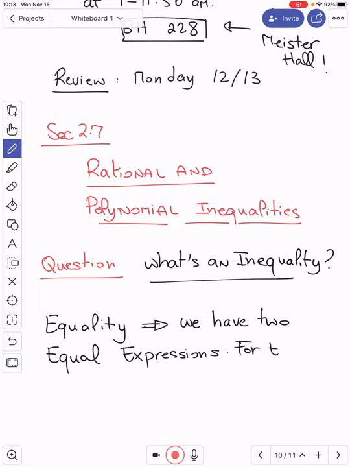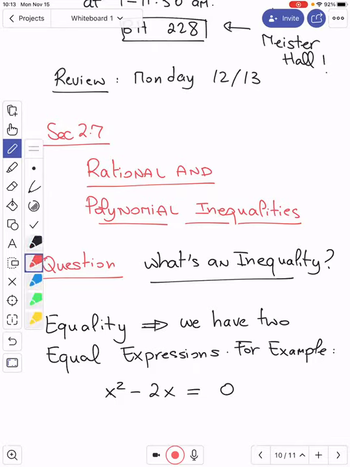So for example, when you say x squared minus 2x equal to 0, okay? So this is an equality, right? Because of the equal sign. Because we have this equal to something, then there will be equality, right?